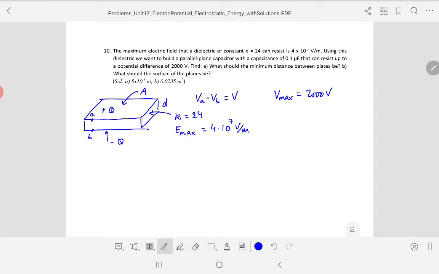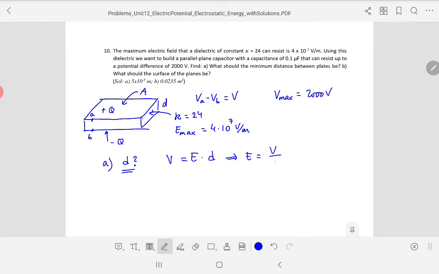So for part A we want to know what the distance between plates should be. So we know there is a relationship between the maximum potential drop and the electric field across the plates, which is given by this, because we are in a parallel plane capacitor.